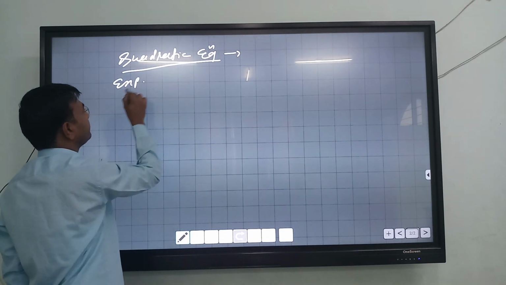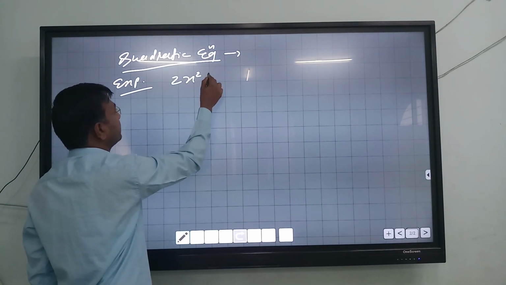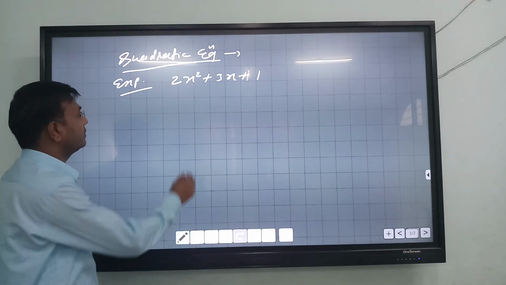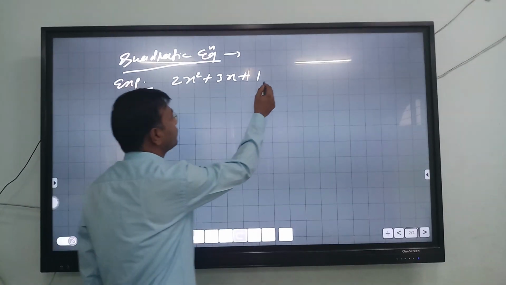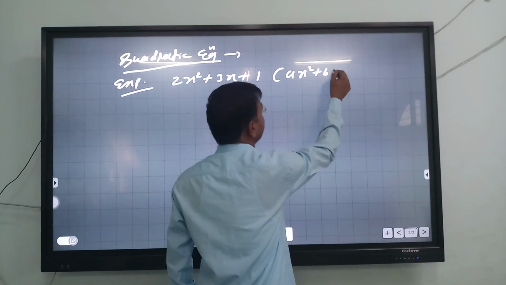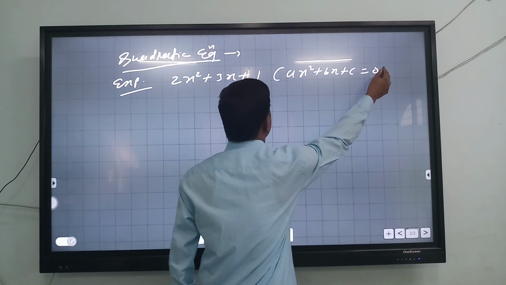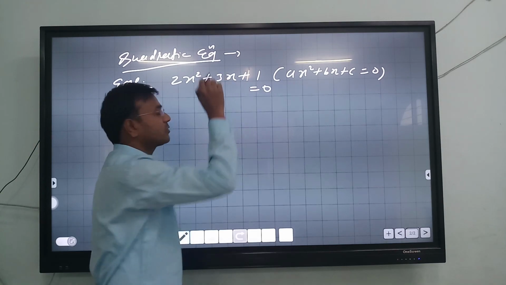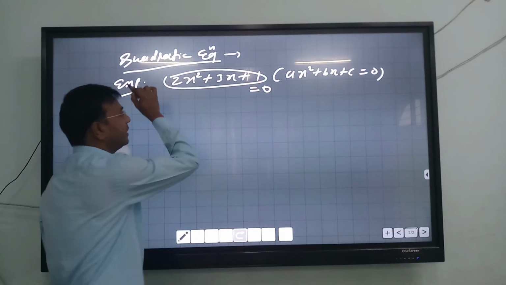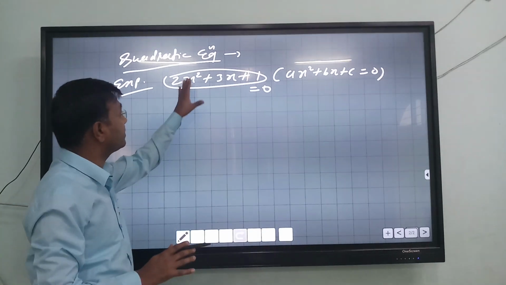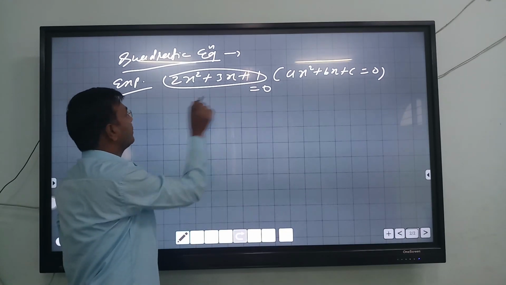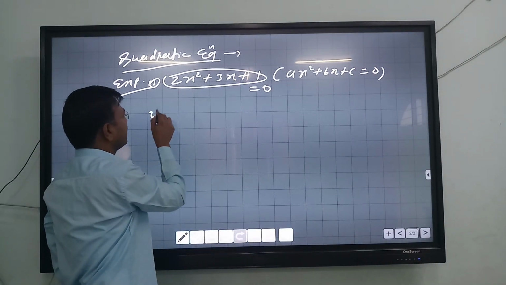Examples: 2x square plus 3x plus 1. Clearly this is in the form ax square plus bx plus c, because this term is known as a quadratic polynomial. But if the result is 0, then this becomes a quadratic equation. So this is one of the examples.